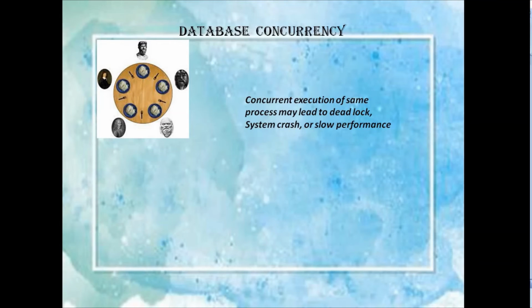Database concurrency. A database is a shared resource and will be used by many users at the same time, and they process the data concurrently. For example, millions of users booking tickets on a ticketing website, or multiple users buying the same product on an e-commerce website. In case the concurrency is not maintained, concurrent execution of the same process may lead to deadlock, system crash, or slow performance.